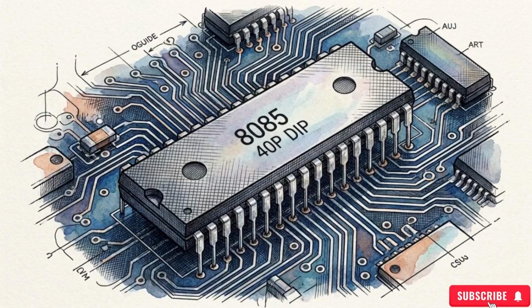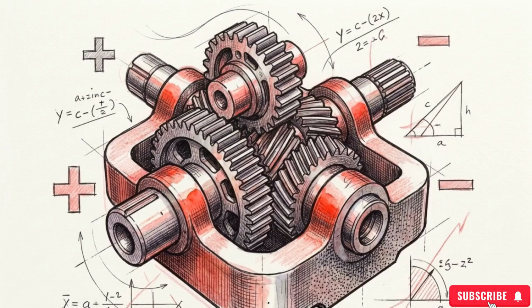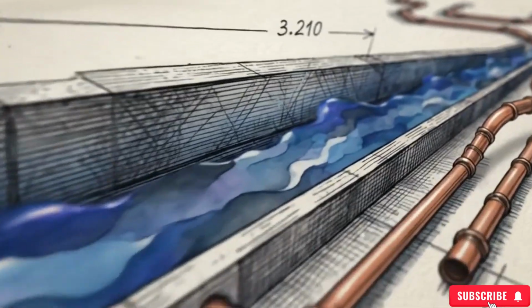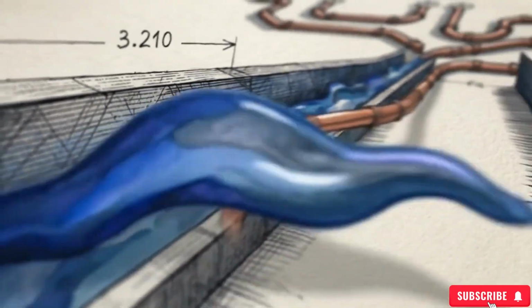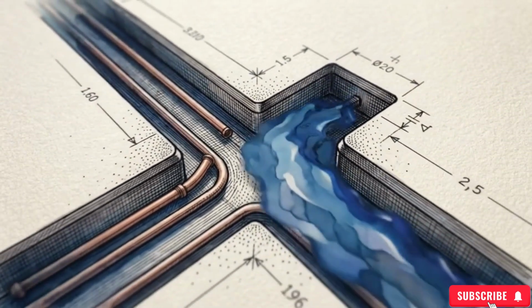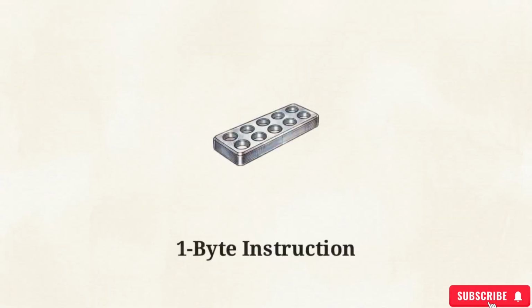Every command sent to a processor contains 2 parts. First is the opcode, the verb, which tells the chip what task to perform, like adding numbers. Second is the operand, the noun, which is the specific data the verb acts upon. Because the hardware of the 8085 uses an 8-bit architecture, these verbs and nouns conform to hard physical limits. Their size is measured in chunks of 8 bits, known as bytes.